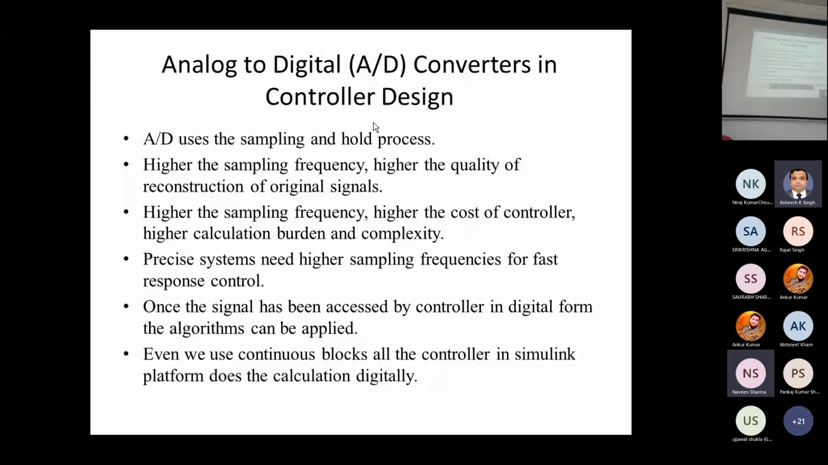Once the signal has been accessed by the controller in digital form, the algorithm can be applied, because every feedback or command input is first sampled and then held, and quantization and sampling are completed. Then it is turned into digital form, and this digital form can be used inside the software platform for all the evaluations. So we use the continuous blocks. The controller in the software platform will work digitally.